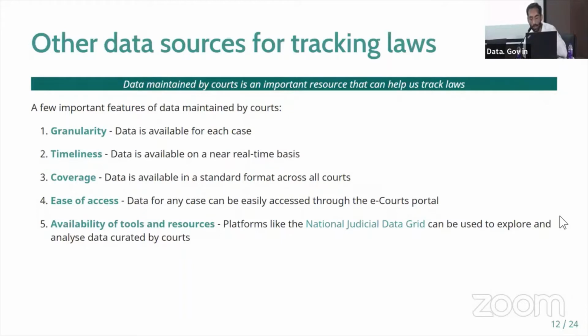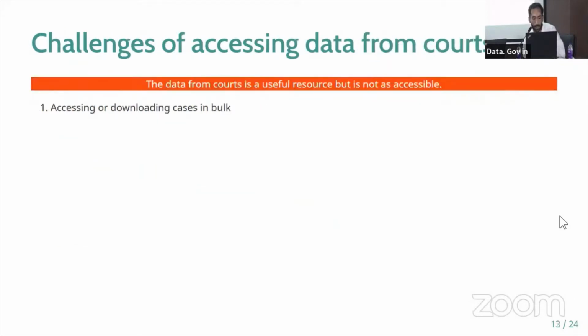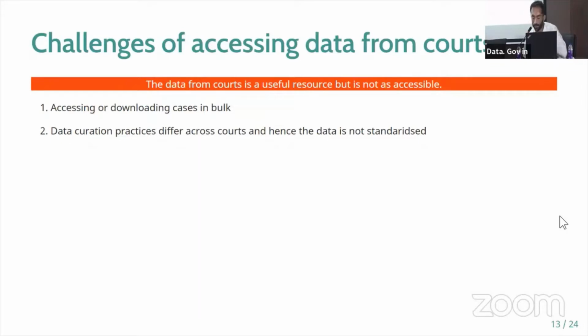The e-committee is also trying to build other tools and resources so that people can interact with this data even if they're not able to download it. So platforms like the National Judicial Data Grid can be used to explore this data. So the data is there, the data is important, the volume is there. But what are some of the challenges? As I said, accessing in bulk is difficult. It's very difficult because of a lot of data standardization issues. Every district court has a department, and sometimes they follow these practices, sometimes not. If I have to see how many cases are registered within section 4 or 6 of the POCSO Act, it will take me a lot of manual work. So a lot of these things are there.